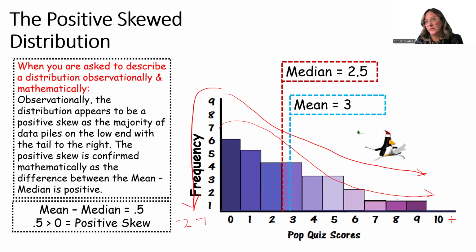You would want to ski towards the positive. You don't want to go off that cliff. So think of which way is your skier going? The skier is going to go positive, so that's a positive distribution. Okay, now we want to confirm mathematically.